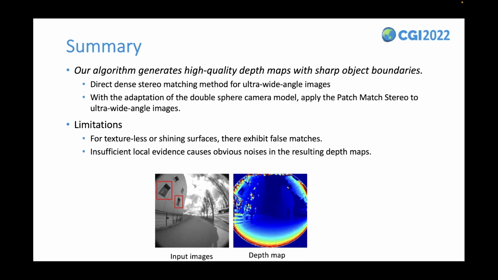This paper proposes an efficient dense depth map estimation algorithm that can be directly performed for ultra-wide-angle images. Our algorithm applies patch-match stereo to ultra-wide-angle images using the double-sphere camera model, and generates high-quality depth maps with clear object boundaries. However, our work has a few limitations. There are false matches for textureless or shining surfaces due to the insufficient local evidence.